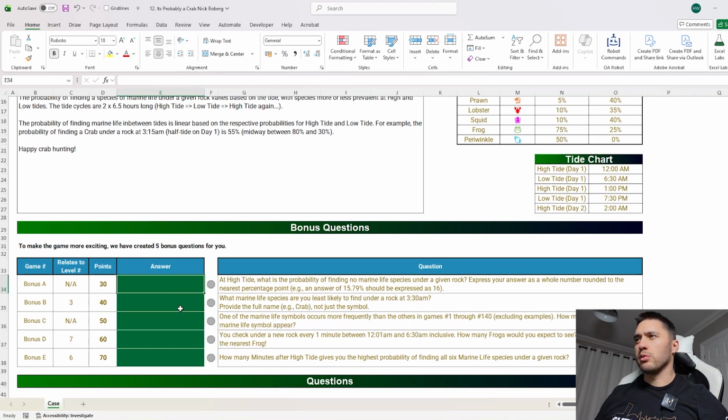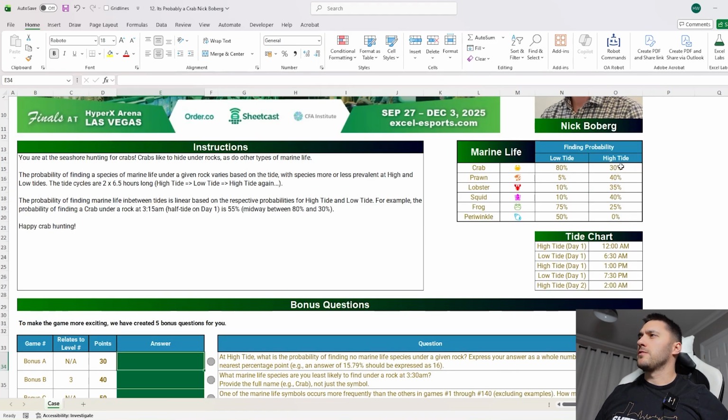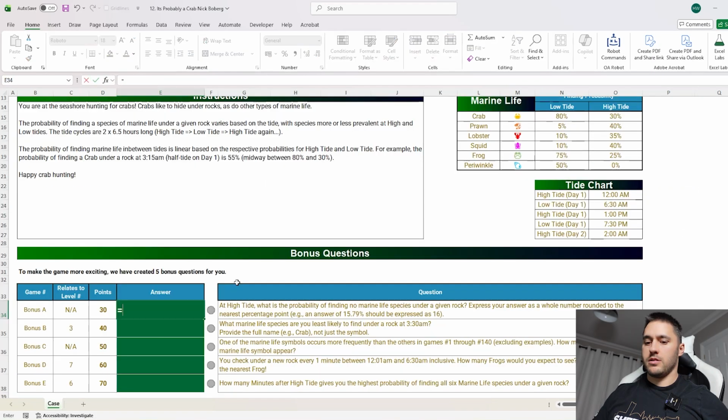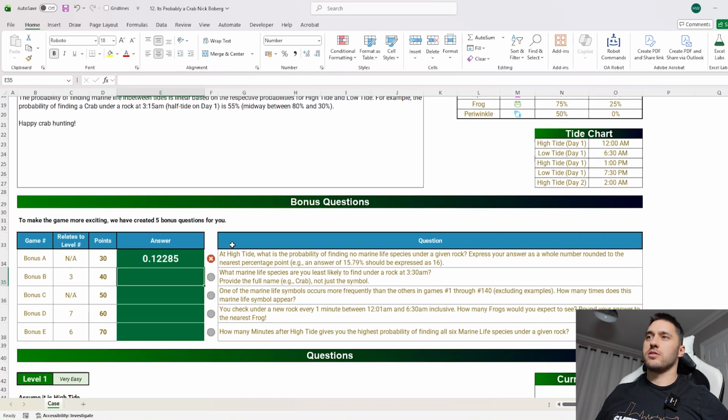So at high tide, what's the probability of finding no marine life under a rock? Well, the chance of finding it is this, so the chance of not finding it is 1 minus that. So it's basically going to be 1 minus all of these things multiplied together. I'll do product of 1 minus all of this stuff. And that comes out to 12%. They want it rounded, so I'll just manually type a 12 there.